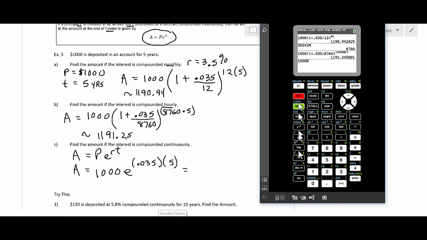Then I'm going to go second LN to get E to a power to come out. Okay, now I'm going to go ahead and put this in parentheses. So I've got 0.035 times 5 like that. Some of these calculators may allow you to bypass those parentheses, but just to be safe, you need to put that in like that.